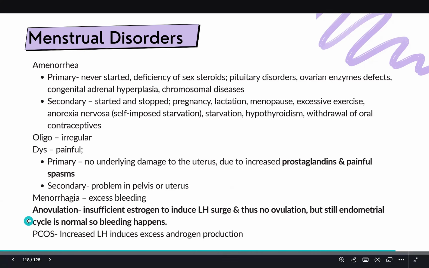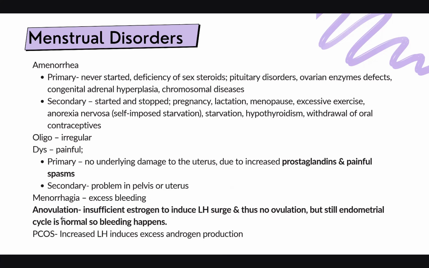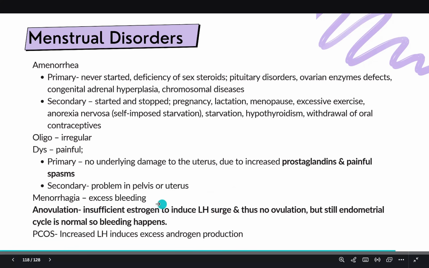Now, one important thing to keep in mind is anovulation, when there is no release of an egg. Again, for ovulation, what do you need? You need both the LH surge and the estrogen. Anything that decreases either the estrogen or the LH surge leads to anovulation, all right? But there is still bleeding or menstruation happening because the endometrial cycle is normal. Only the ovarian cycle is affected over here.